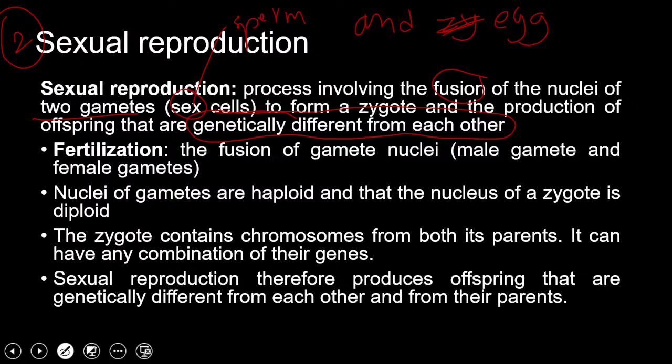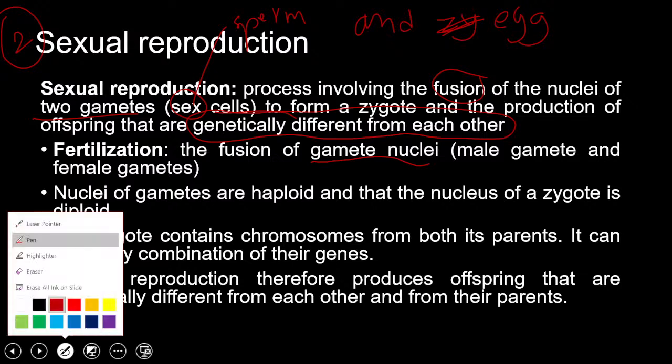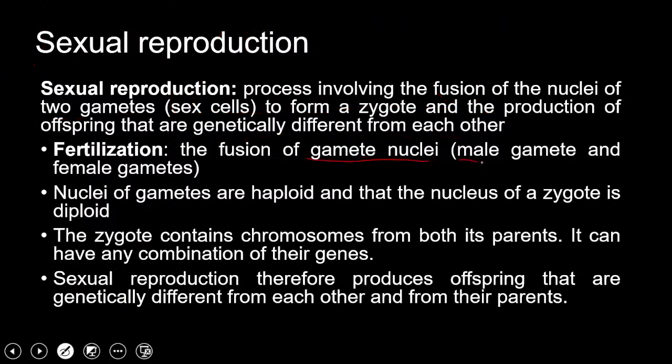Now, fertilization is the process of the fusion of gamete nuclei. So let me just clear the screen. The fusion of gamete nuclei, which is the male gamete and the female gamete, so the nuclei of this gamete and this gamete coming together to fuse is fertilization. Nuclei of gametes are haploid, whereas diploid means they have two complete sets of chromosomes.